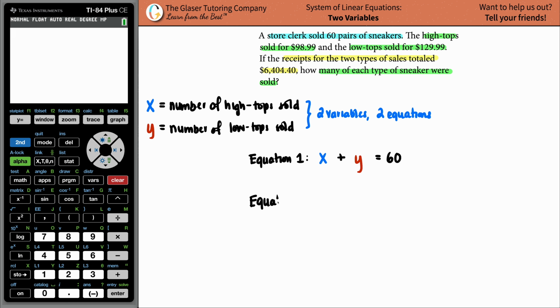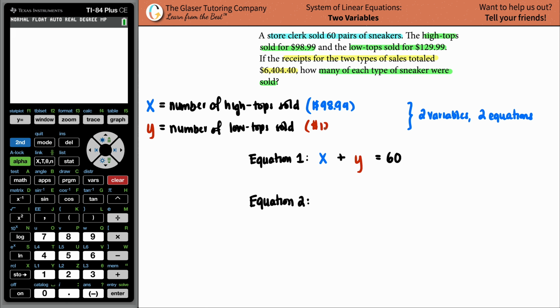Now, let's do equation 2. Now they're saying that the high top sold for $98.99 and the low top is $129.99. So maybe I'll pull this out a little bit, just so that we have everything categorized: the high tops are $98.99 and the low tops are $129.99.